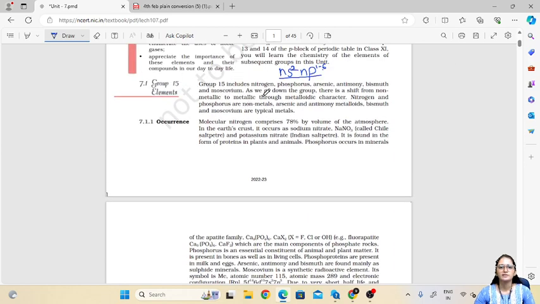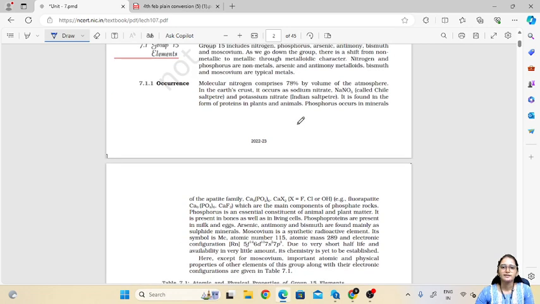Group 15 elements consist of nitrogen, phosphorus, arsenic, antimony and bismuth, and one more, that is moscovium, on which not much study is done, so that's why the detailed information is given of only these 5 elements. So in group 15 we have these elements, and they occur in many forms.